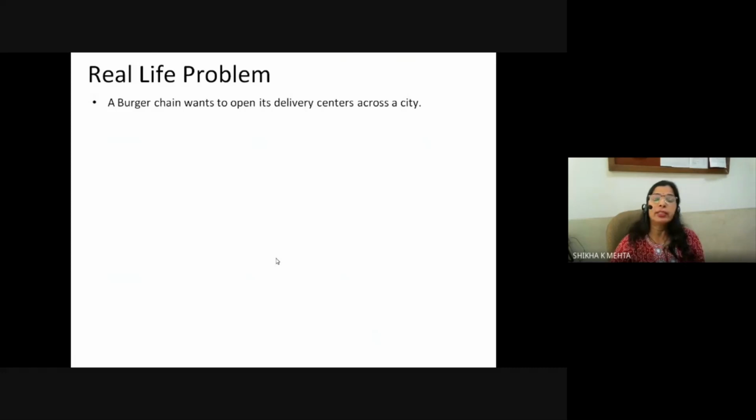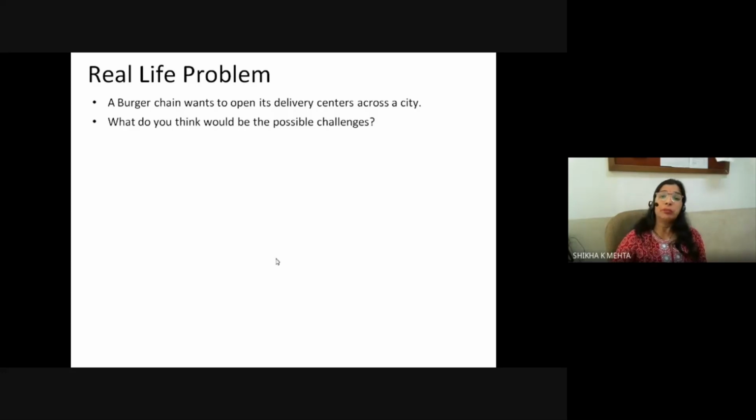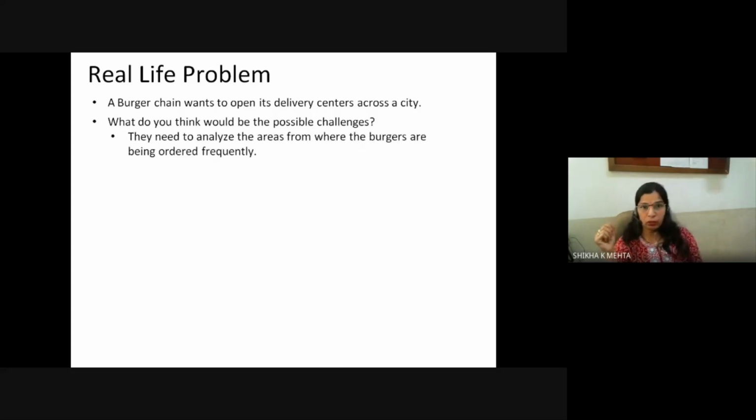So let us understand another problem. Let us say there is a burger chain who wants to open its delivery centers across the city. There are a large number of challenges to find this out.